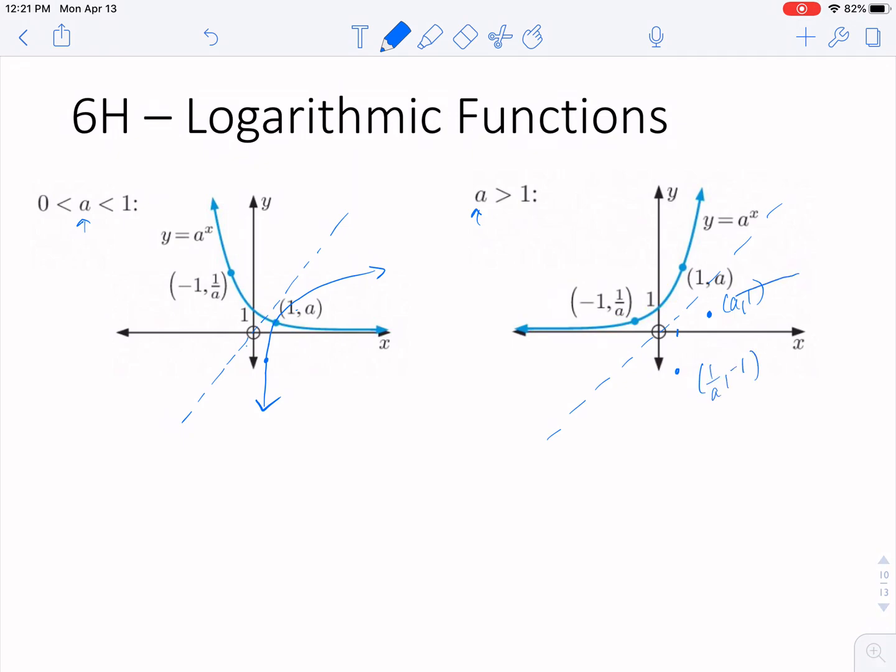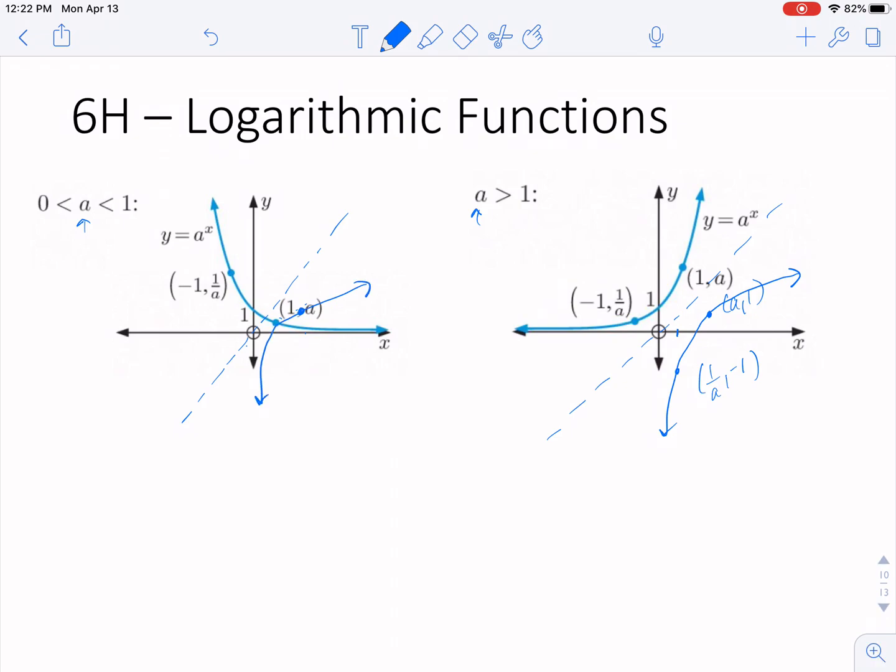So this one looks like this. I think I graphed the first one wrong. Let's fix it. So this is going to be over a, up 1. The x and the y switch places. Yeah, I still think it's like this.